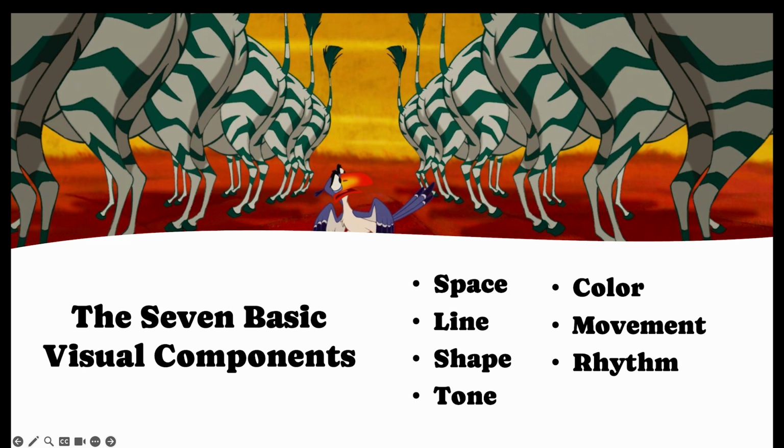So there are 7 basic visual components in cinematic composition. And you might be familiar with these if you've ever had an introduction to design, maybe a graphic design course or a fine arts design course. These are the basic visual components, elements and principles of design 101. Well, they are also the building blocks of all visual storytelling, which includes moving image content as well. They appear in every frame, whether you're aware of them or not.